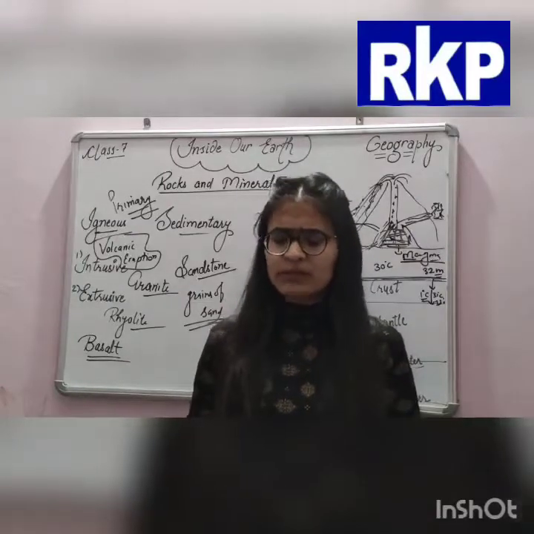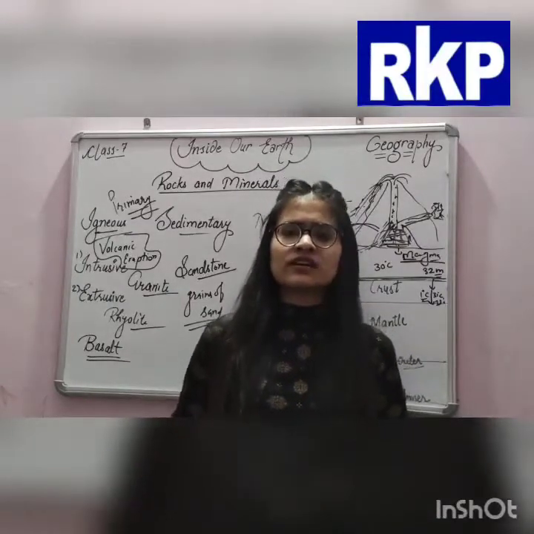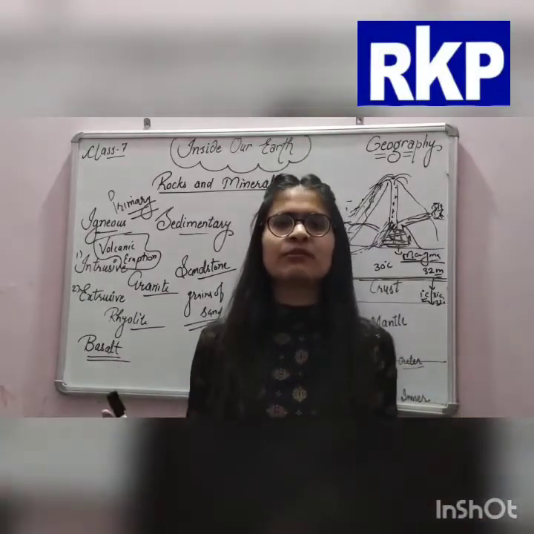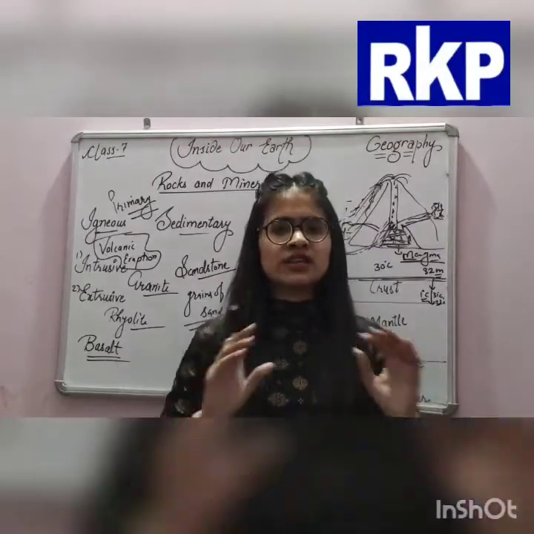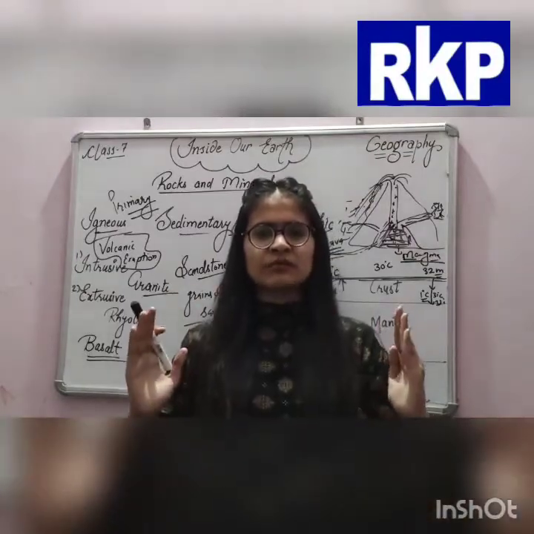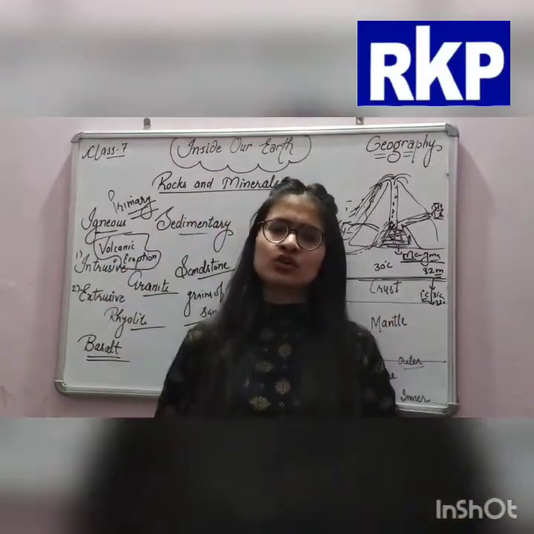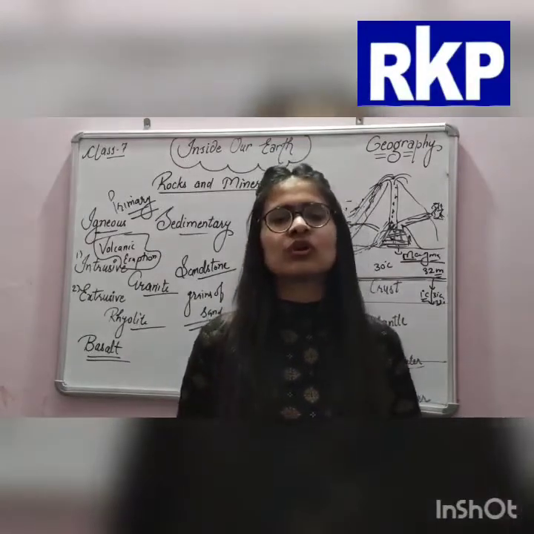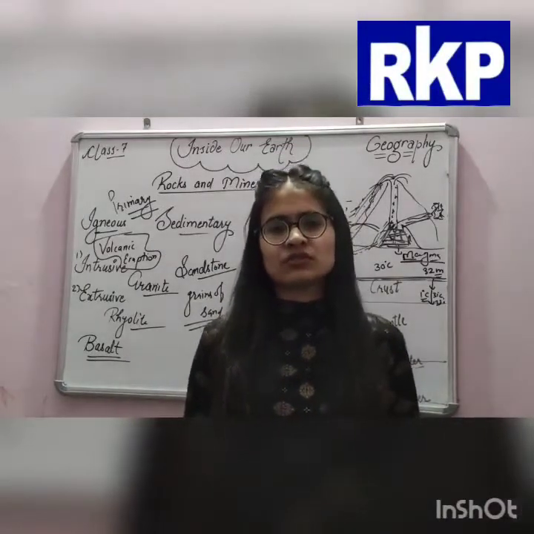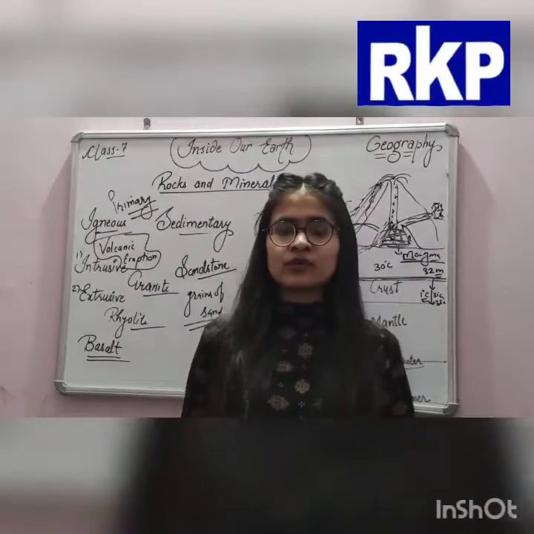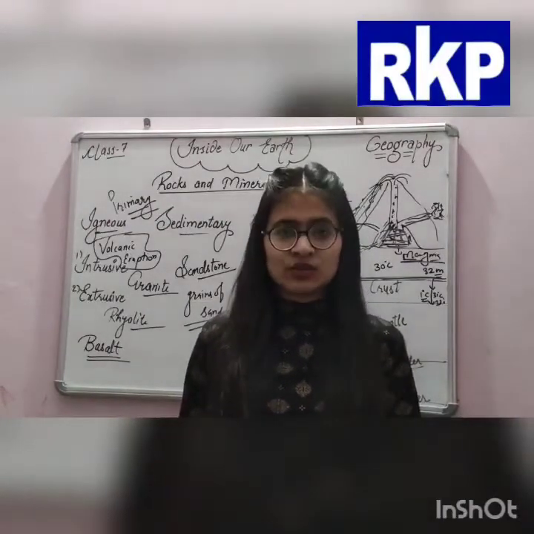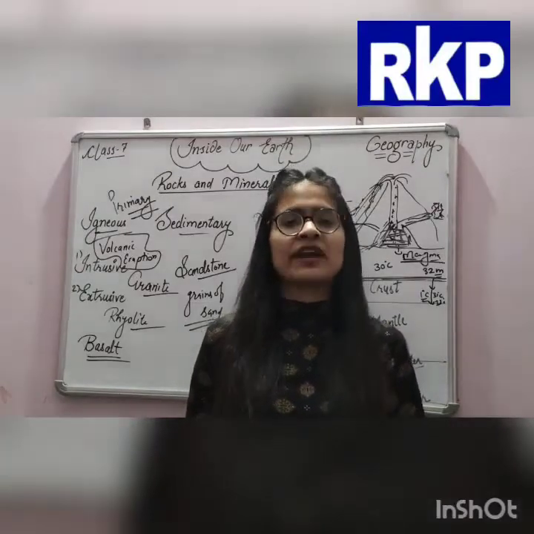And now there are some points. As you know, Earth is not a proper sphere. It looks like a spherical shape, but it is a geoid. It bulges in the middle and is flattened at the top. So first of all, who said that the Earth is round? That person was Pythagoras.